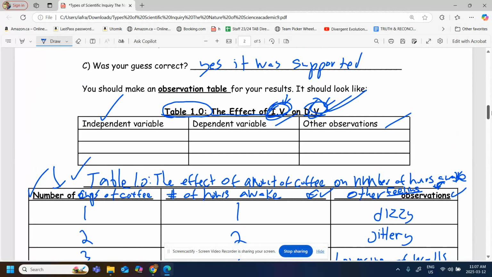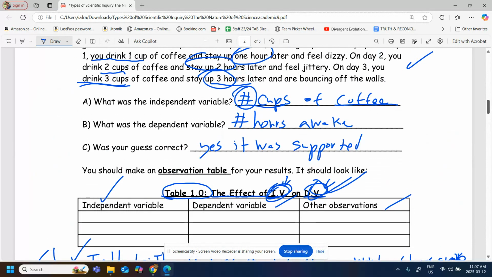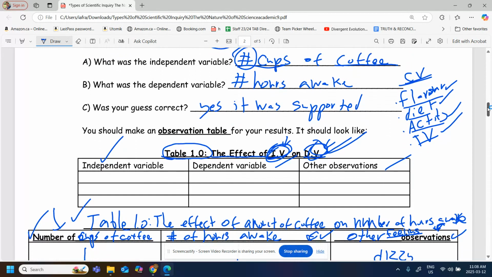So in the coffee experiment, we could think about control variables. For example, you might say flavor of coffee. I'll put CV here. You might say diet on the day of, right? You might say amount of activity you had during the day. You might say maybe amount of TV that you watched. There are so many other variables that can maybe affect how long you stay up that you have to keep the same. Otherwise, you won't know if it was that variable or the coffee that's causing you to stay up longer.